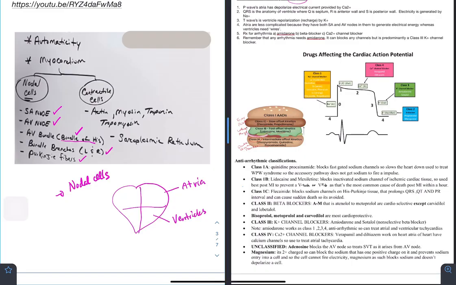All these structures are collectively called the nodal cells. By that I mean they have an action potential that is generated automatically. And a lot of drugs are created to target and modify the functions of these nodal cells.